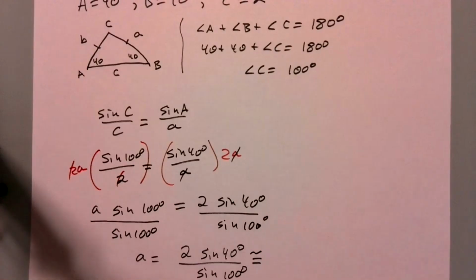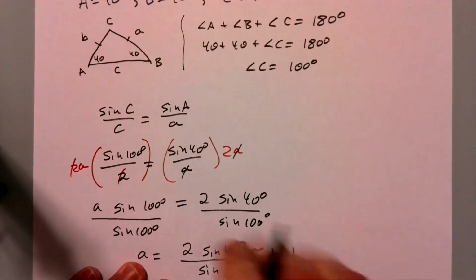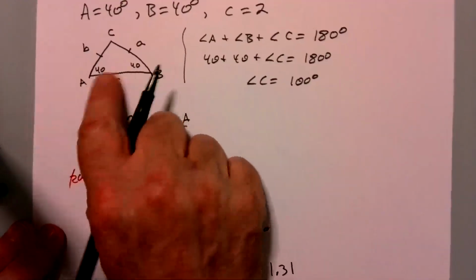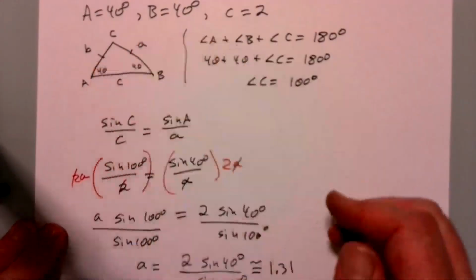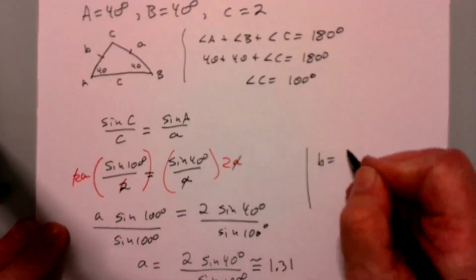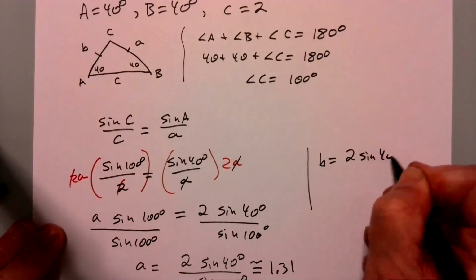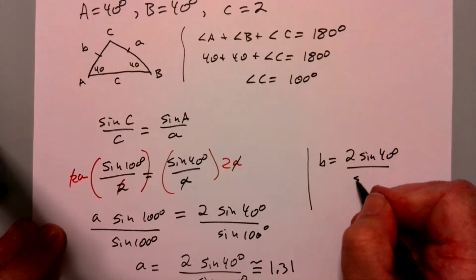Again, I have my calculator with me tonight. In degree mode, that's the mistake most people make, is they forget to change the modes. 2 times sine 40 divided by sine 100. And I get about 1.31. And all I'm going to say is we recognize that this is an isosceles triangle. So a and b have to be the same. So therefore, b will also be 2 times sine 40 degrees divided by sine 100 degrees.